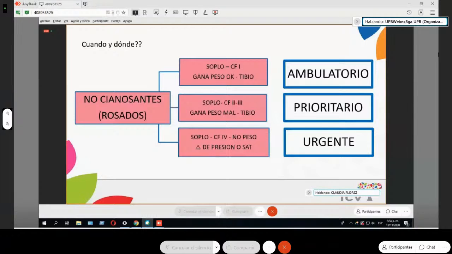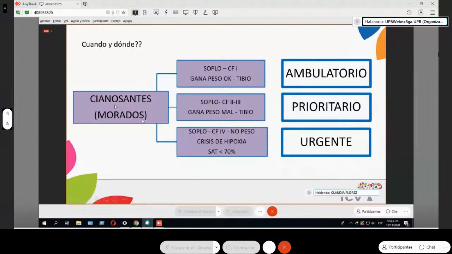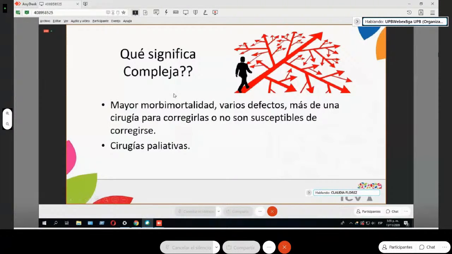And the same goes with heart diseases with cyanotic babies. If the baby is cyanotic and has a murmur, but is warm and gains weight, it's an ambulatory consultation. If he is warm and gains weight poorly and has a murmur, there is a priority consultation. But if the saturation is below 70 and he has a hypoxia crisis, loses consciousness, that baby requires an urgent assessment, so that he achieves survival.